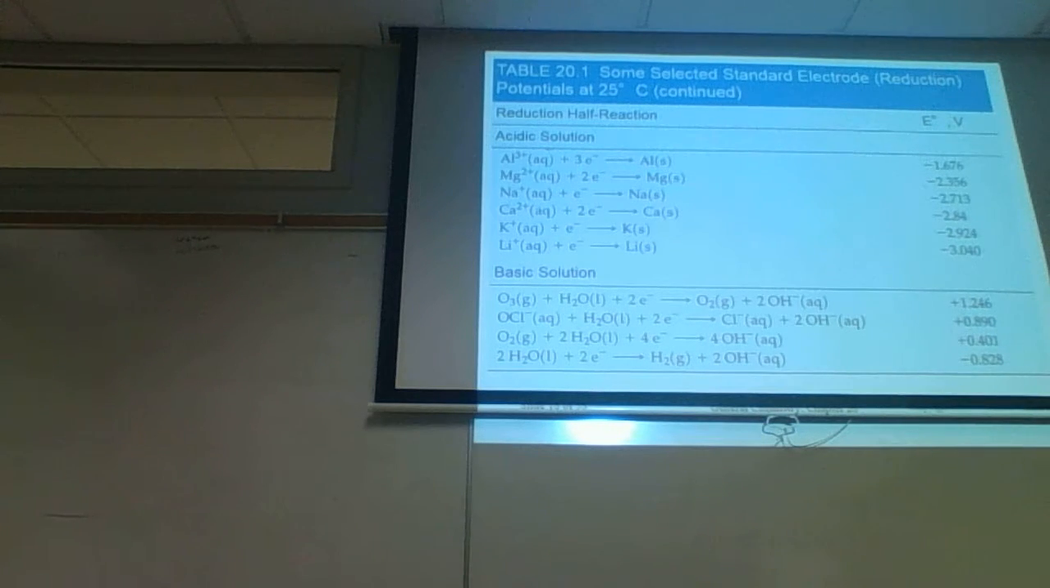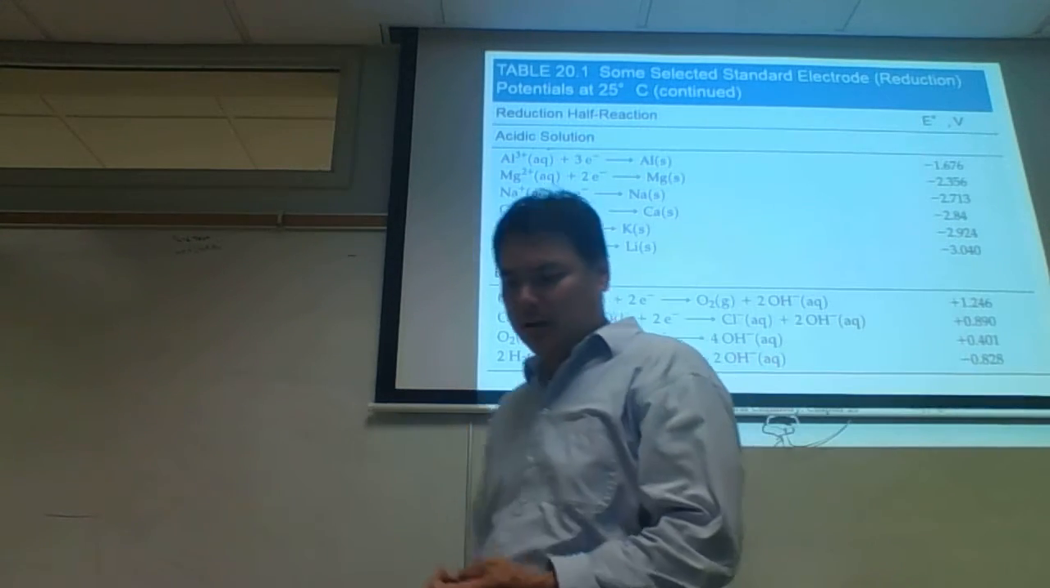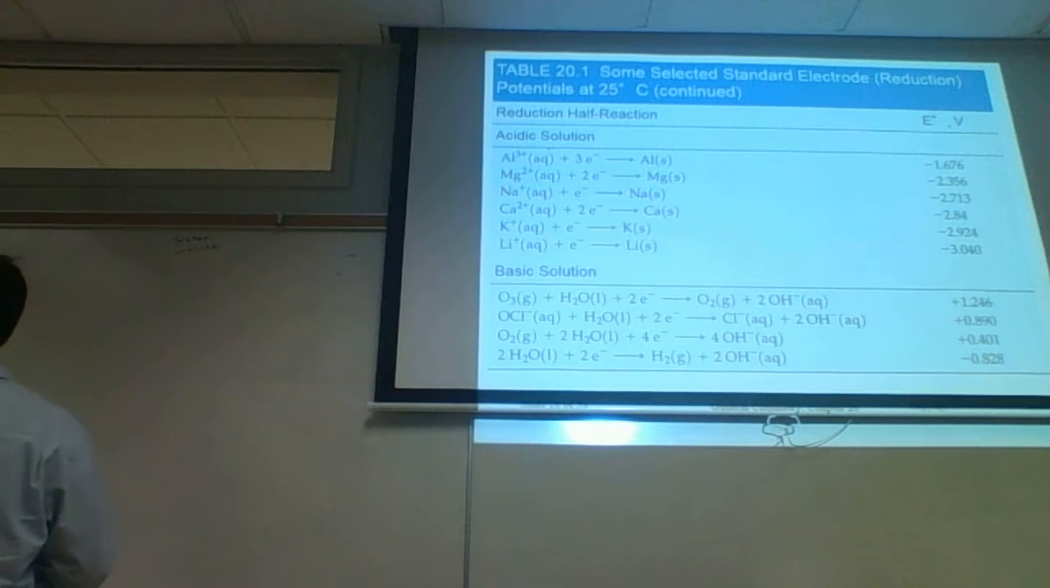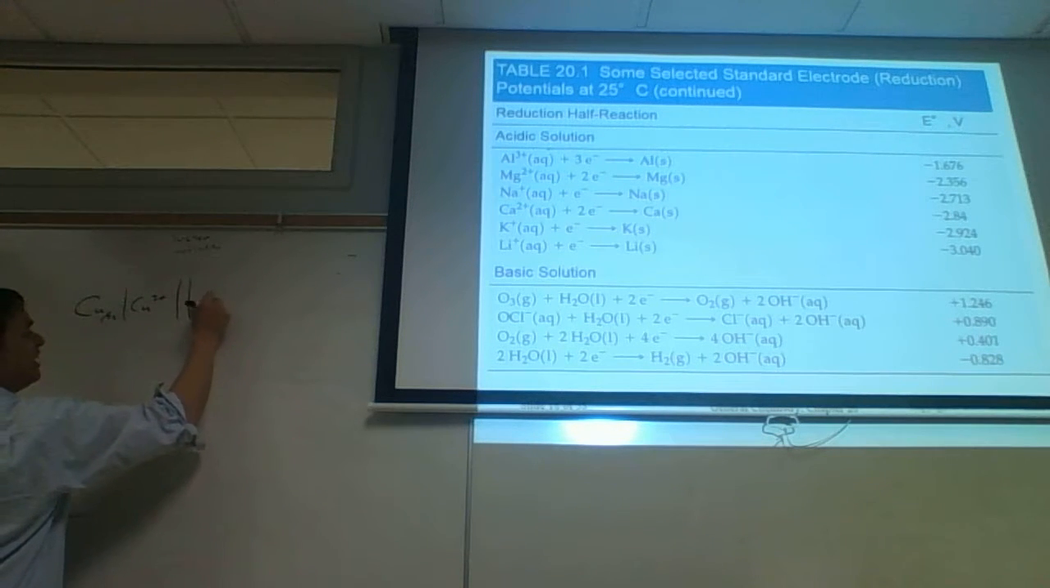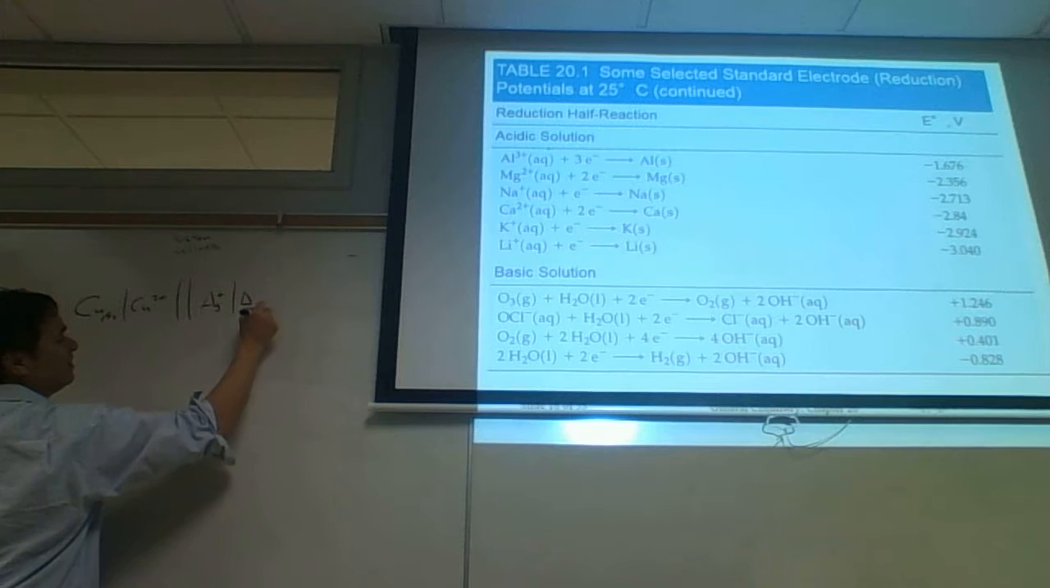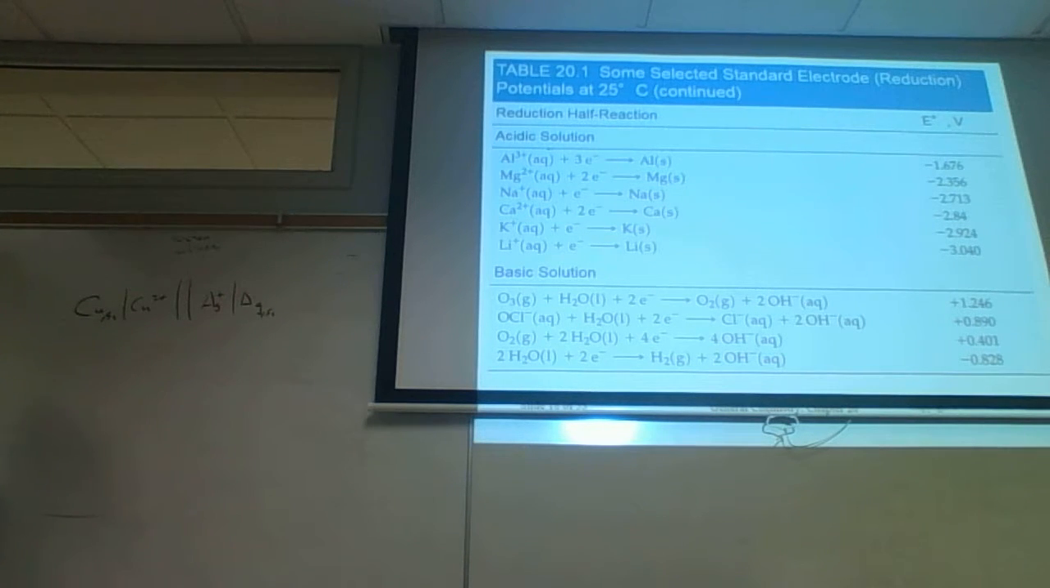Let's do some more here really quick. And so if we take a look at this next cell here, this is going to be copper solid goes to copper 2 plus. Silver ions go to silver solid. Look at something like this. And this is what we have here.